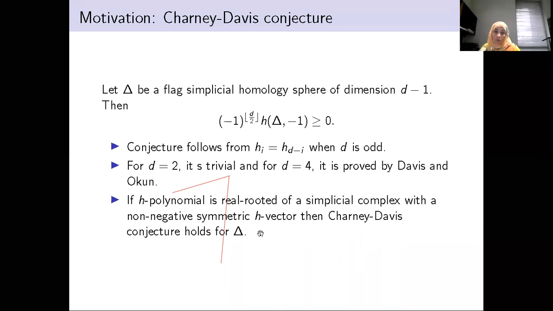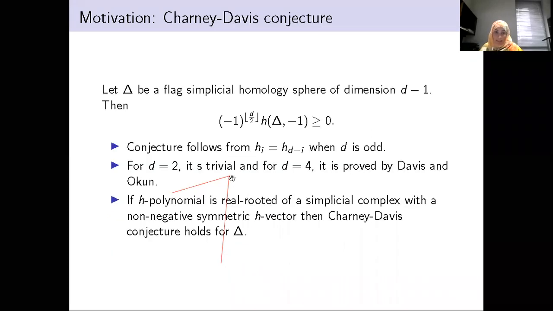Then if your h polynomial of the simplicial complex is real rooted, and the h vector is symmetric and non-negative, you can say something about the Charney-Davis conjecture. So if you want to prove the Charney-Davis conjecture, and you get that your polynomial is real rooted, then the conjecture holds for those simplicial complexes. Okay.